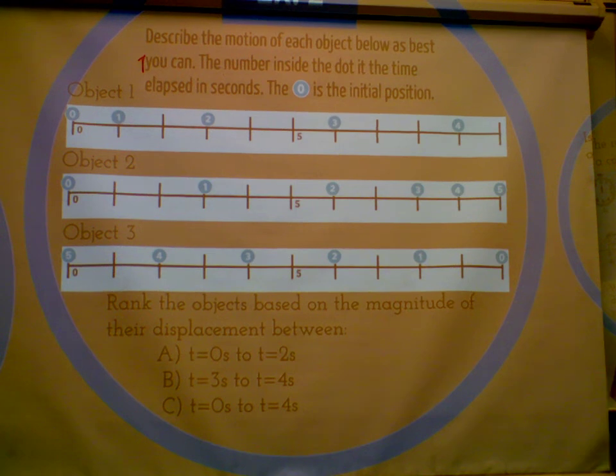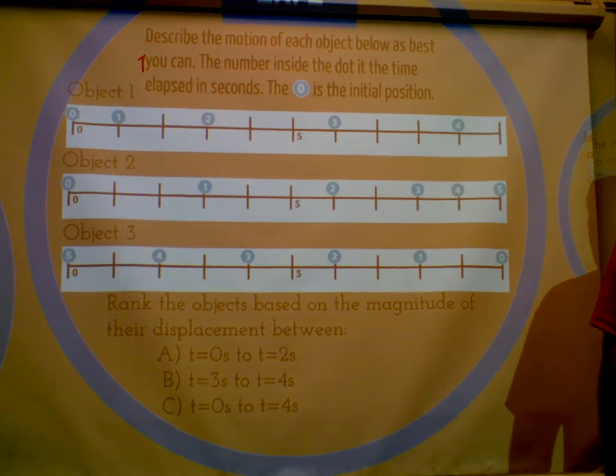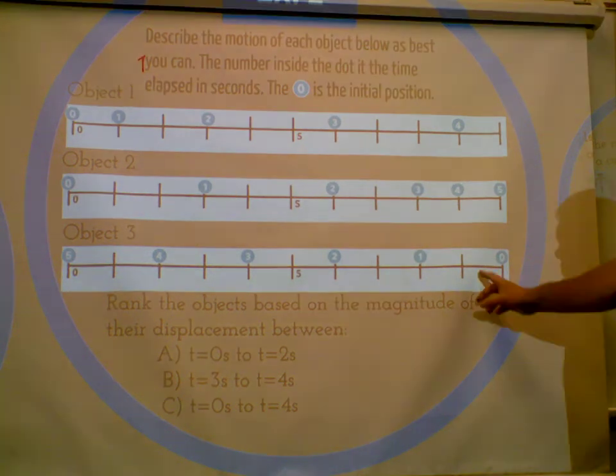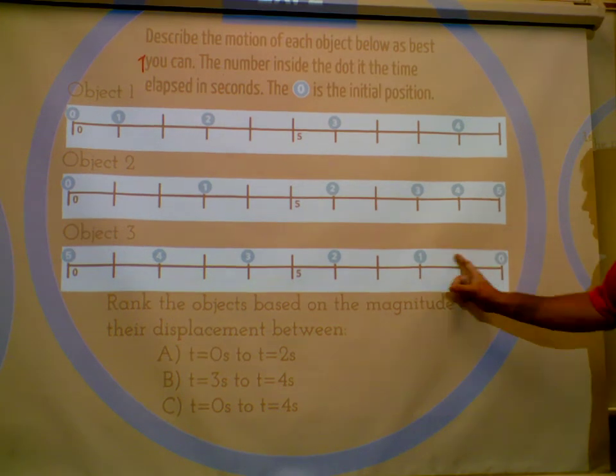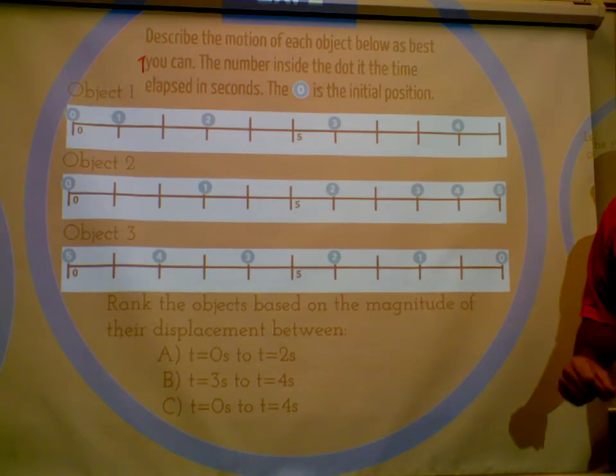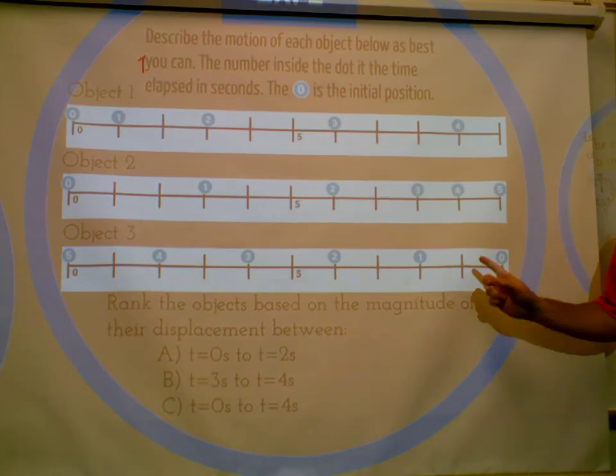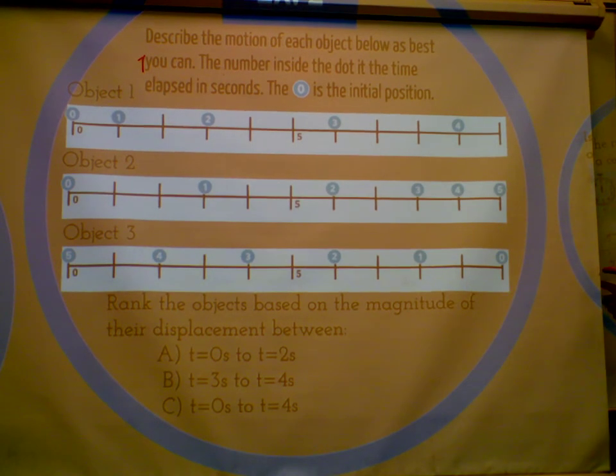So generally speaking, when we record speeds, we say meters per second, right? What's this one's meters per second? 2. 2 meters per second, right? So that means every second this object goes how many meters? 2 meters. Negative 2. That's what speed means.